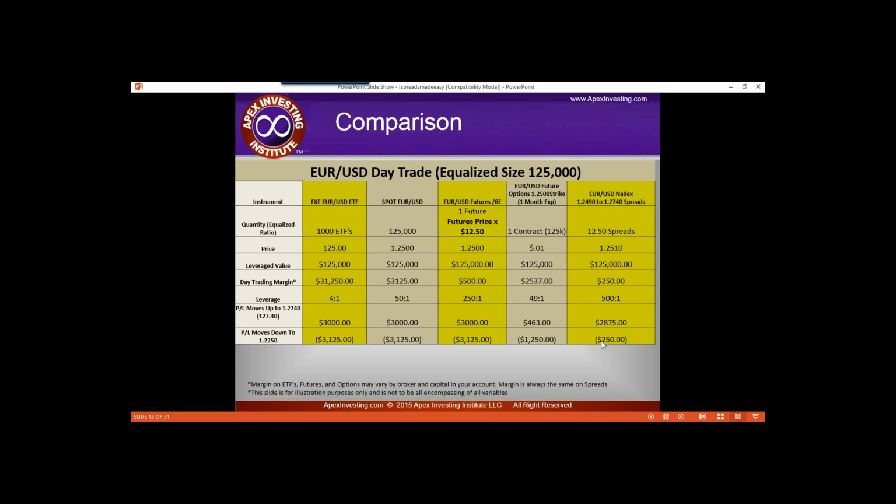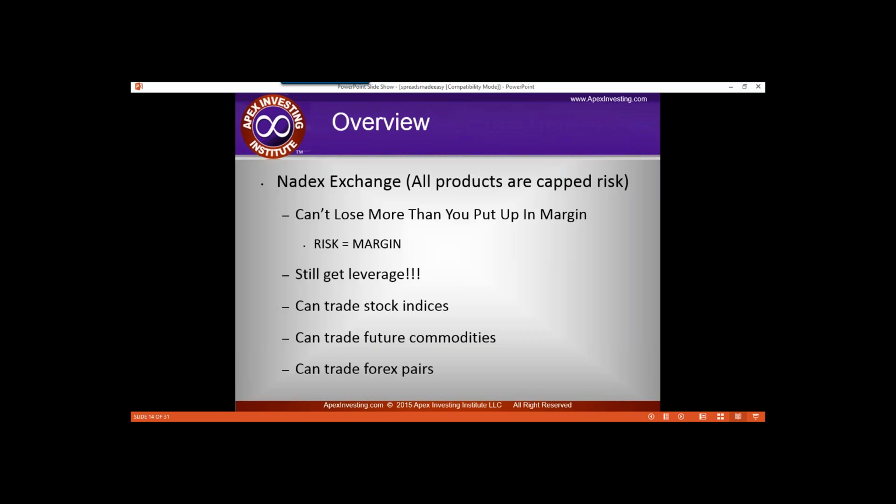Let's say you're trading spot Forex, or you're trading a future. You technically have unlimited risk. If the market flies against you hundreds of points out of nowhere, it could hit your account for those hundreds of points. With a Nadex spread, you have capped risk. Like I said, some of this may be confusing, so we're just going to move right on and help you understand this.